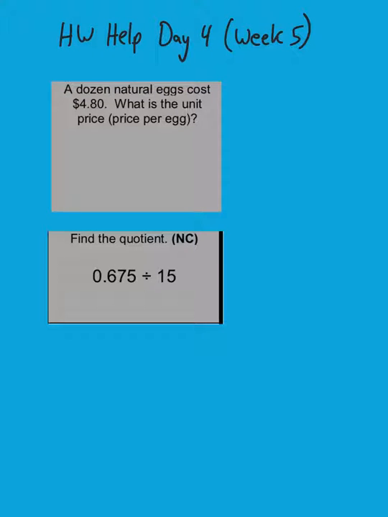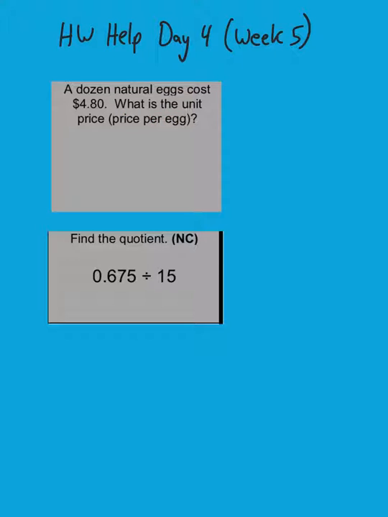Hey guys, it's homework help day 4 in week 5, and I'm going to start you off with the second problem because then we have division, so I'm going to do it traditional and partial quotient, so you choose what you want to watch. So this first one says a dozen natural eggs cost $4.80. What is the unit price? And that means the price per egg.